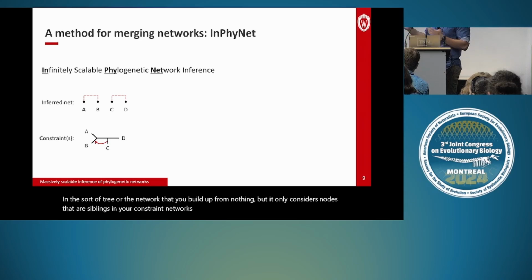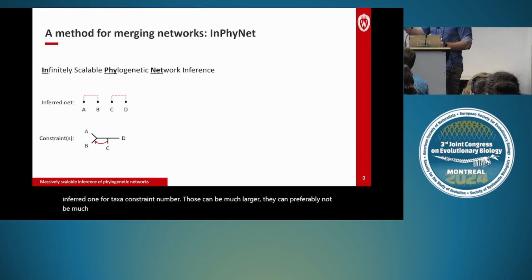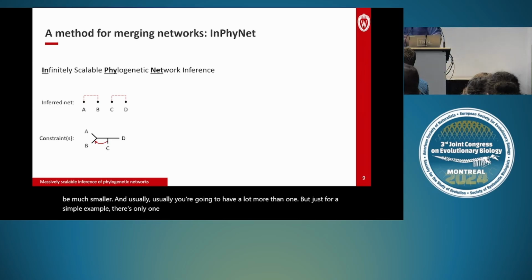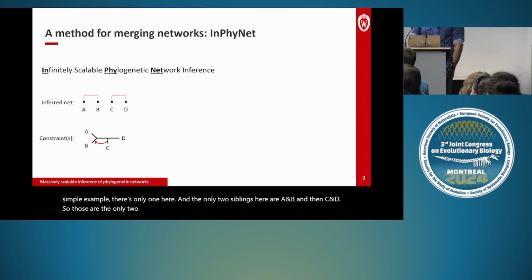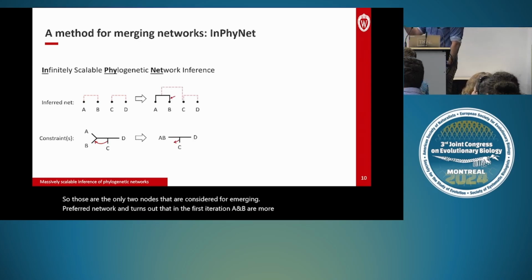So here we have a very simple case where we've inferred 1 4 taxa constraint network. Those can be much larger. They can preferably not be much smaller. And usually you're going to have a lot more than 1, but just for a simple example, there's only 1 here. And the only 2 siblings here are A and B, and then C and D. So those are the only 2 nodes that are considered for merging in the inferred network. And it turns out that in the first iteration, A and B are more similar, so those 2 get merged together.